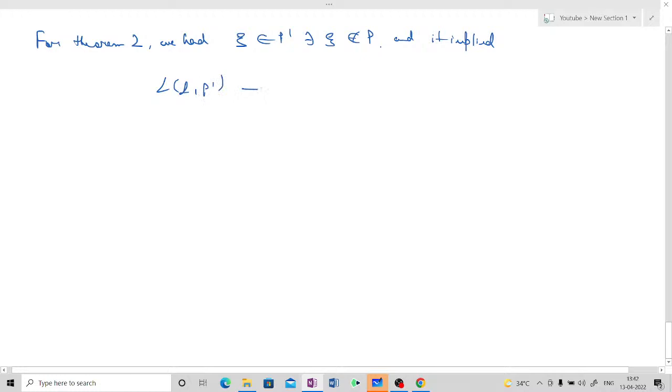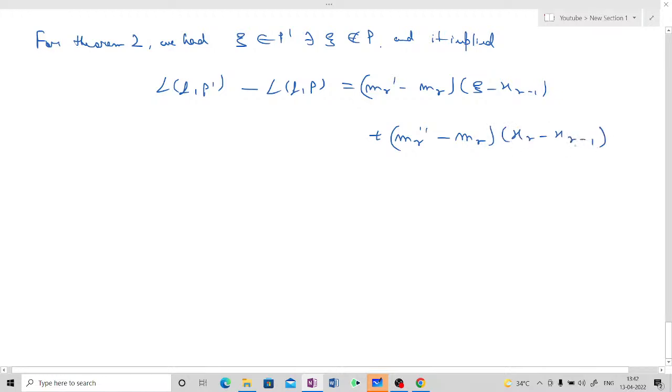LFP prime minus LFP equals to MR prime minus MR into eta minus XR minus 1 plus MR double prime minus MR times XR minus eta. Clear? Right? Okay.